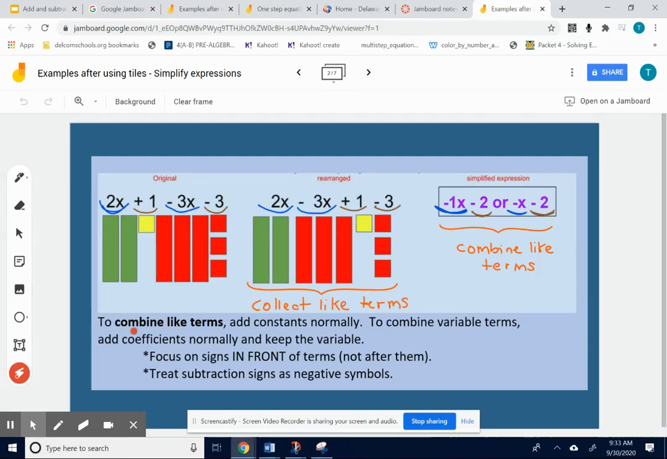Okay, the problems from yesterday. This is one of the problems we did yesterday. We had 2x plus 1 minus 3x minus 3. Okay, the first thing we did after we built it is we rearranged them.